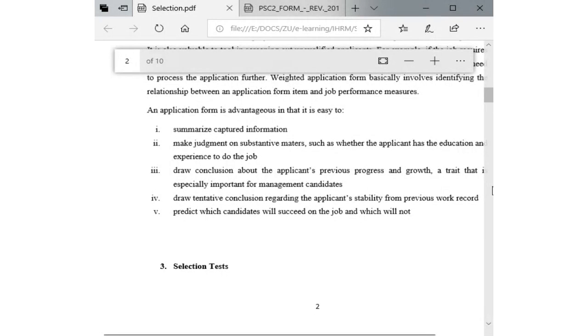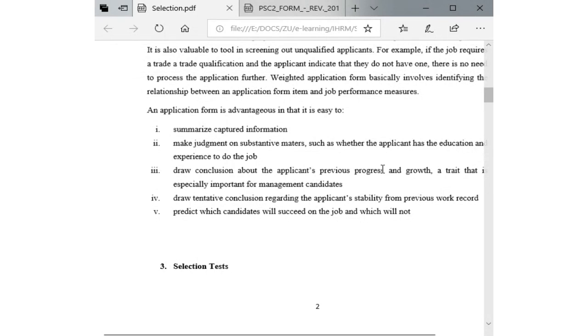So is this experience relevant? We wanted 10 years experience. We wanted 4 years experience. Is it going to help us? Is it relevant? Number three, it draws conclusion about the applicant's previous progress and growth, a trait that is especially important for management candidates. So are you having progress and growth? Are you growing? Where did you start from? Is there some change? You cannot be a manager all through. You are not going to senior manager. You are not becoming a director. No, you can't be a manager for 10 years. You must always grow upwards. You cannot be just an accountant all through. You need to be growing and moving upwards.